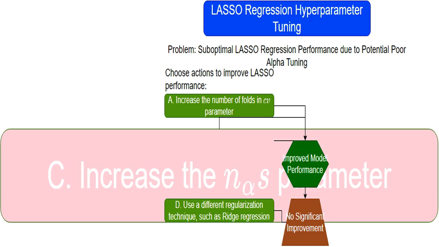I think increasing the number of folds in cross-validation, the cv parameter, will improve the model's performance. More folds give me a more reliable estimate of the best regularization strength, alpha, reducing the risk of overfitting or underfitting. Similarly, increasing the number of alpha values tested, n_alphas, allows for a more thorough search, potentially finding a better alpha that I might have missed otherwise. It's like searching for gold. The more places you look, the better your chances of finding it.